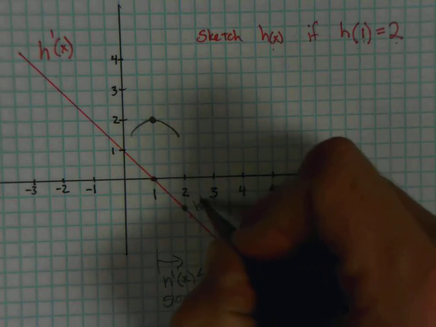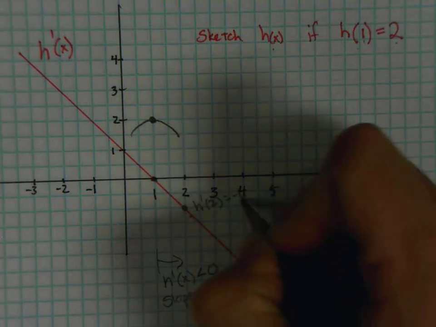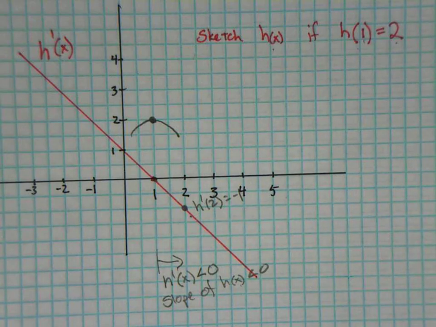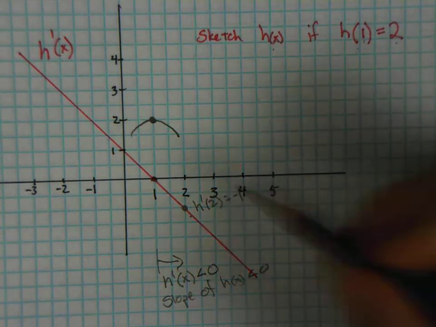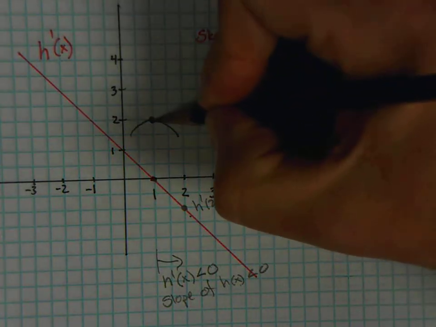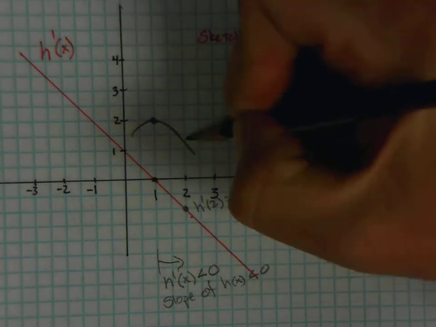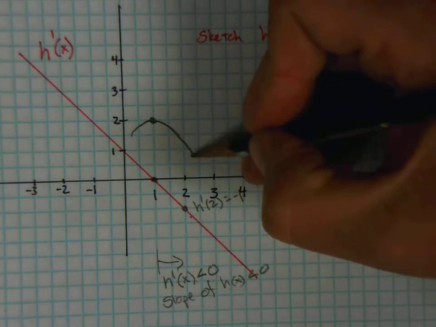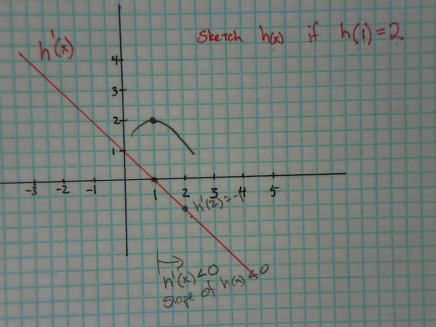This h prime of 2 is negative 1. What does that mean? That means the slope of h at 2, this graph I'm trying to draw, the slope of h at 2 should be negative 1. So as this graph crosses over x equals 2, the tangent line should be about negative 1. The slope of the tangent line should be about negative 1.